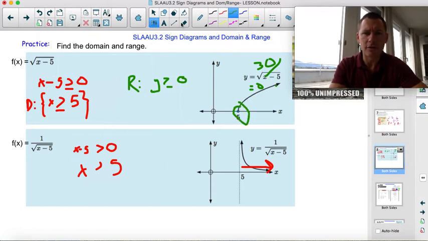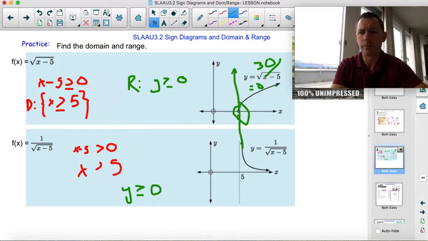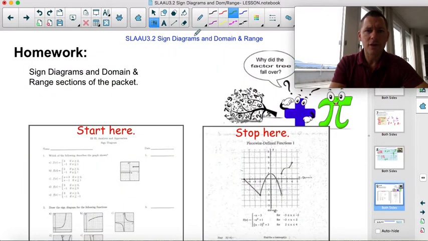Just looking at the graph, the y values get really close to the x-axis but never touch it. So I think the y's are bigger than 0. And here the y values go up and up and up forever and don't stop. Right? So domain and range. Cool? Give that a shot.